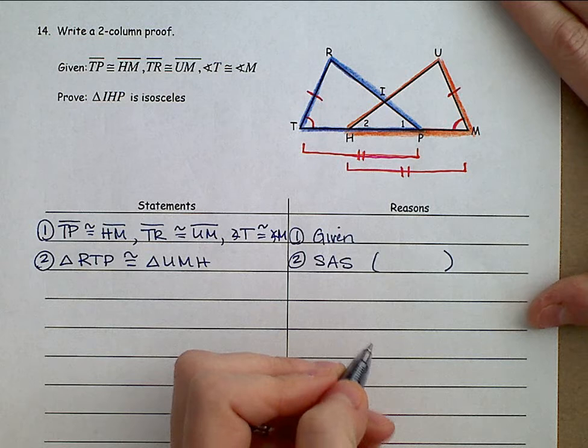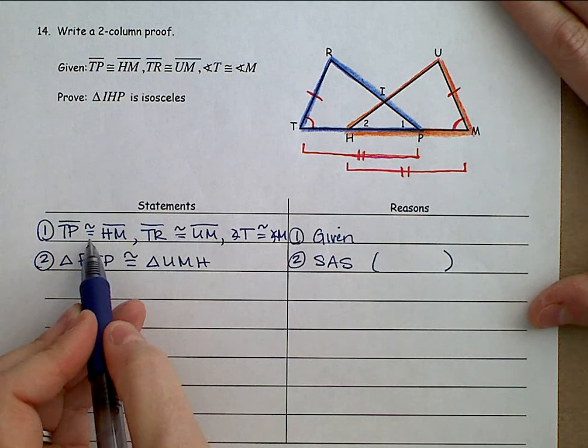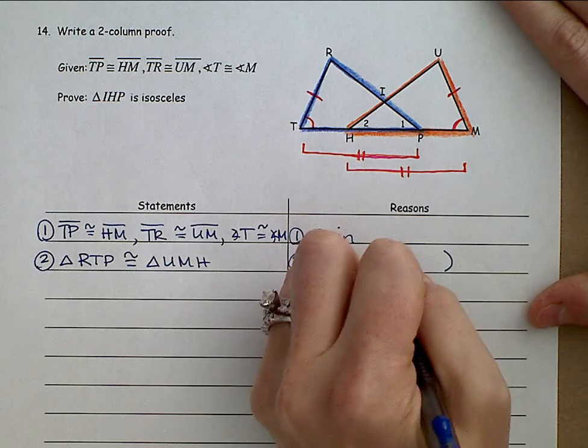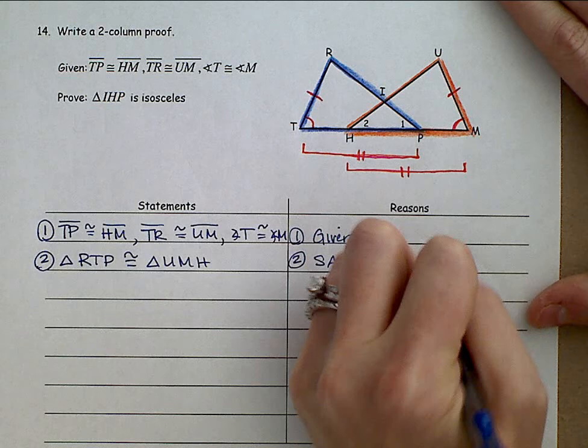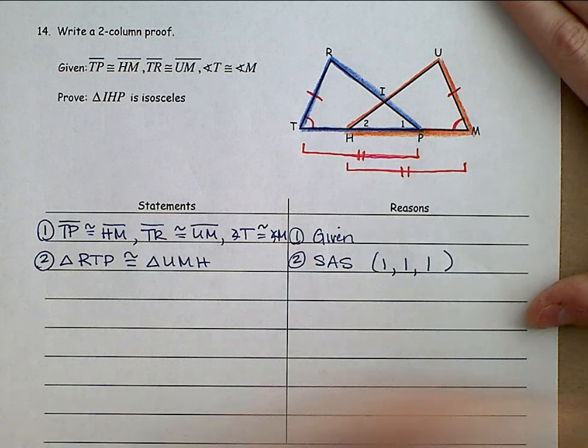Where were our first set of sides proved congruent? Step 1. Where was the angles proved congruent? Step 1. Where was the second pair of sides? Also step 1. Can't really mess that part up, unless you just don't write it.